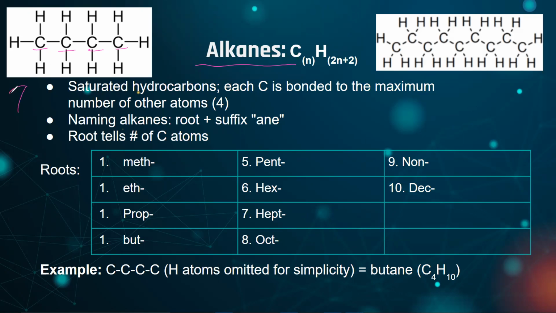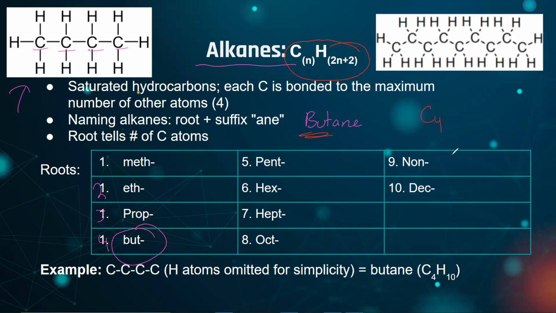So in this example up here, again, we have 1, 2, 3, 4 carbons. And so we're looking at a root of but, B-U-T. And since there's no double bonds, we're going to name that particular compound butane. So if I were to give you the name butane and ask you to come up with the formula for butane, in that case, you would refer to this bit of information right here. So that prefix but means, hey, I have 4 carbons in that compound.